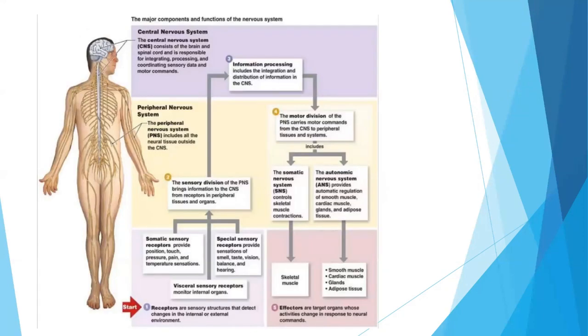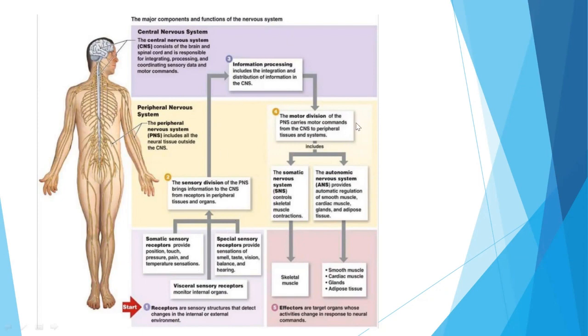So the major components and functions of the nervous system are explained in this picture. Receptors are sensory structures that detect the changes in the internal or external environment. So whenever the receptors get stimulated, there are visual sensory receptors or somatic sensory receptors or spatial sensory receptors. Then the sensory division of the PNS brings information to the CNS from receptors in peripheral tissues and organs. After that, the information is processed in the central nervous system.